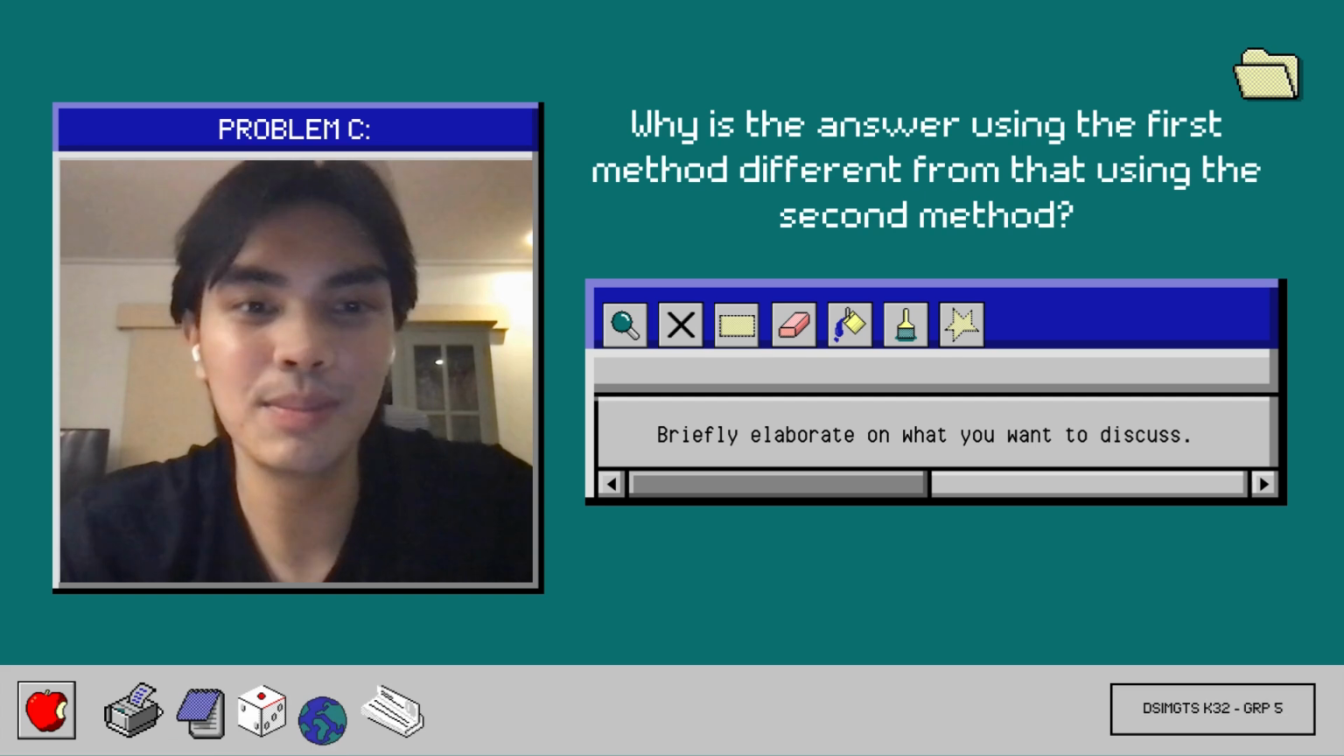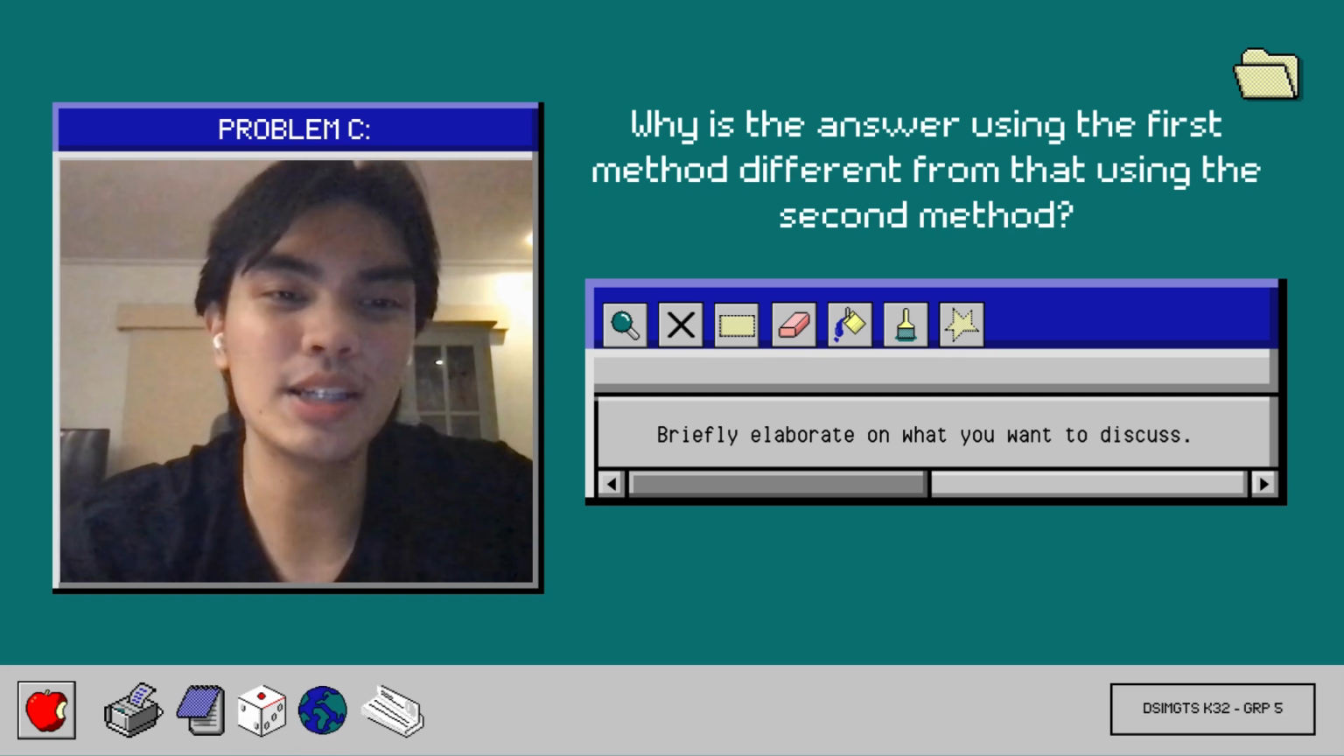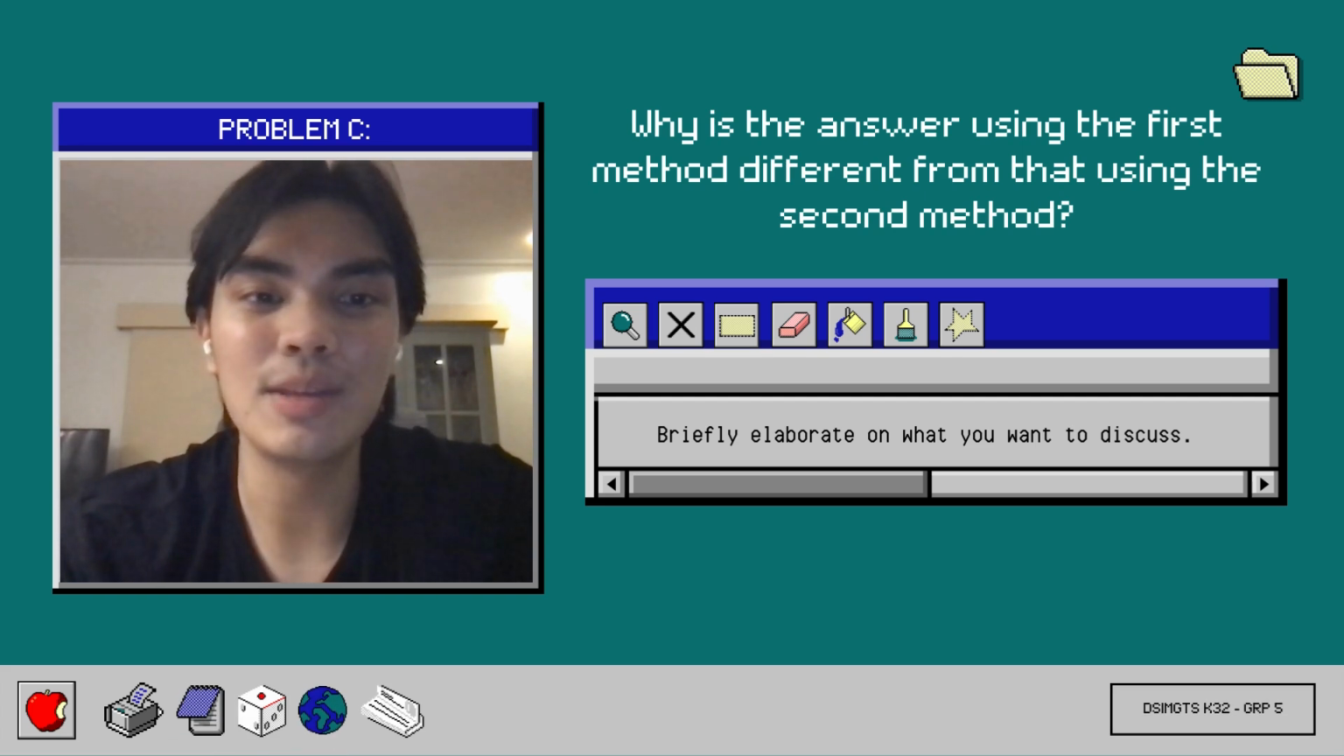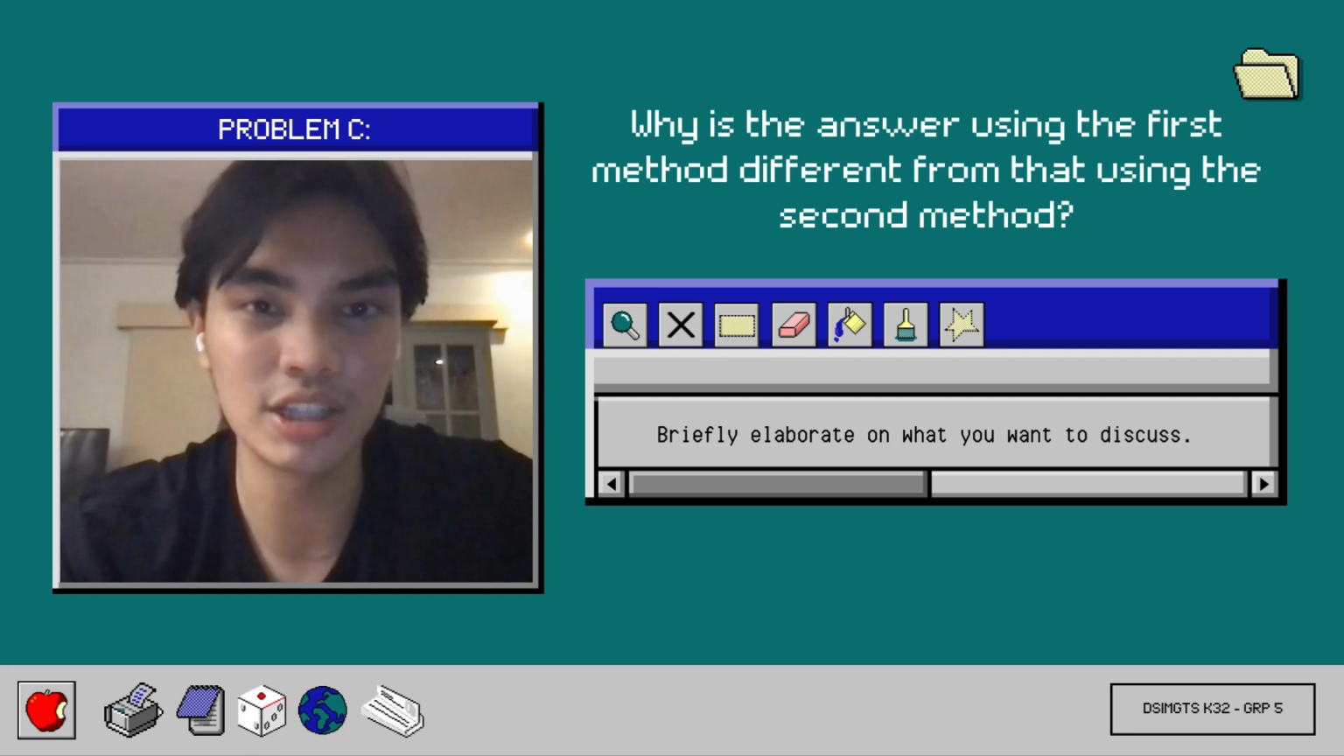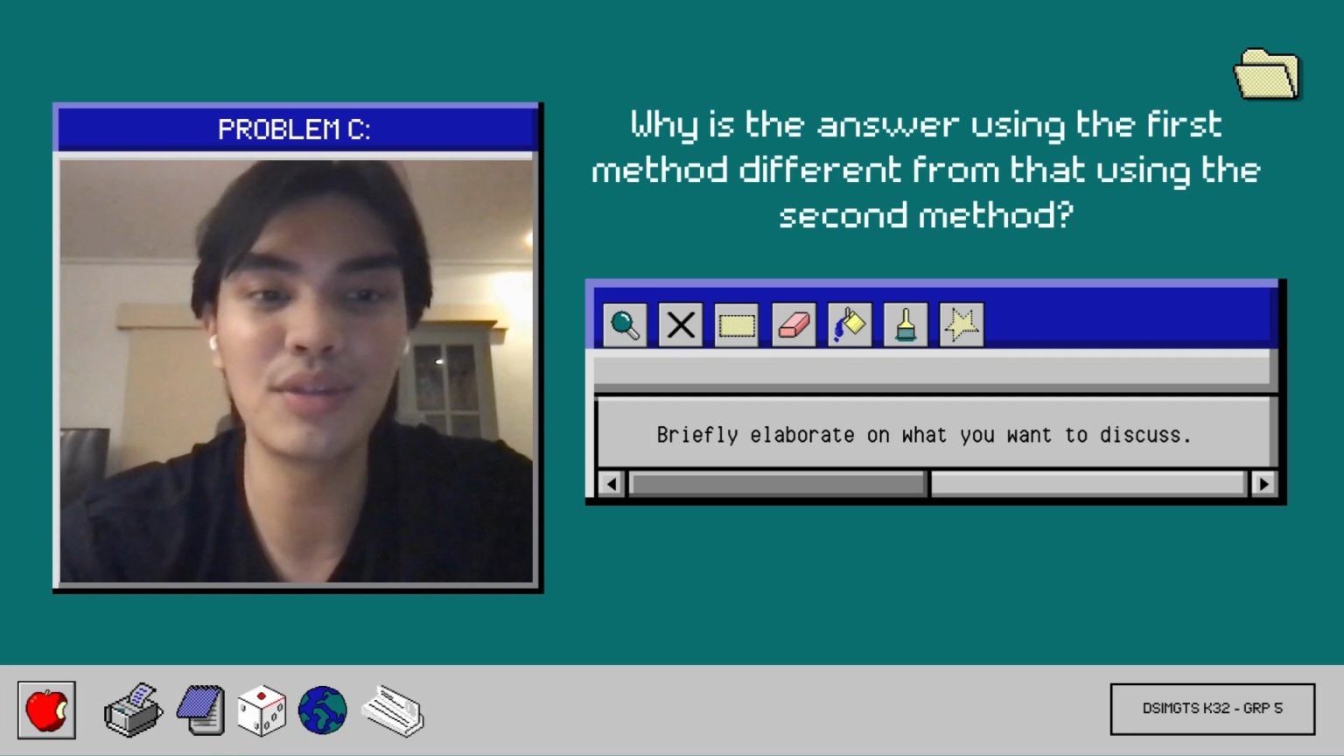So why is the answer using the first method different from that of using the second method? This is because problem A solves each month individually. It can only look at the month's requirements and costs, which means it can miss out on better long-term savings. Problem B, however, treats the entire 5-month rollout as one big problem.